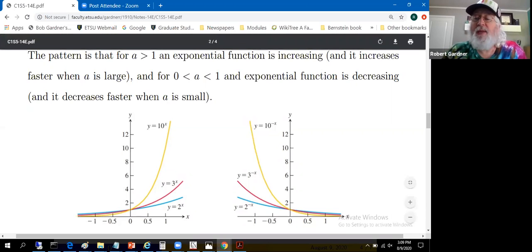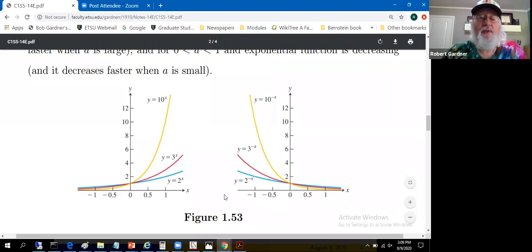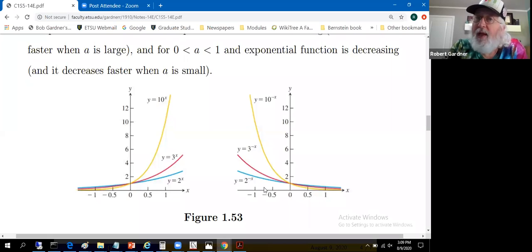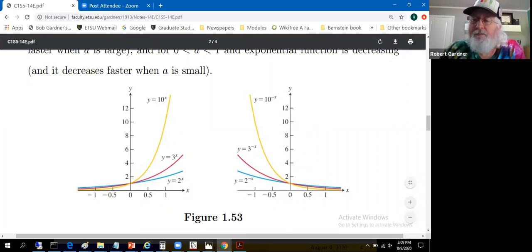So here's what exponential functions look like. On the left is what they look like when the base is greater than 1, and on the right is what they look like when the base is between 0 and 1.